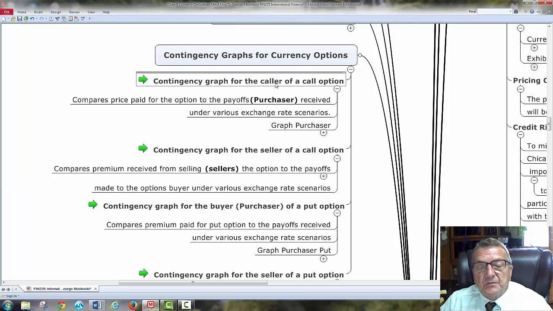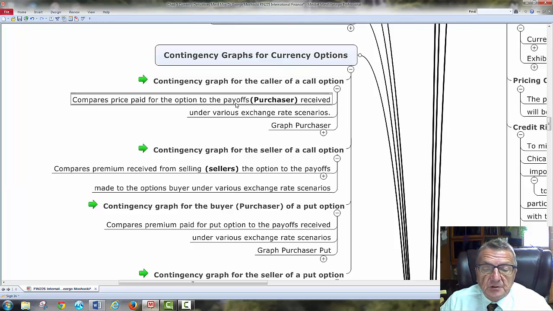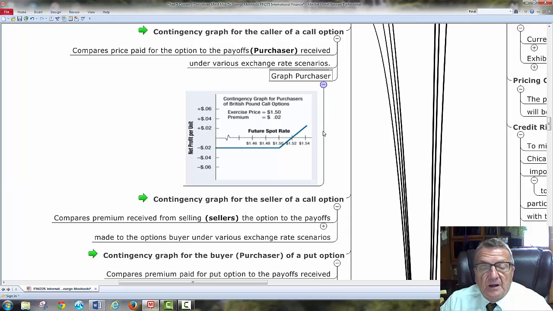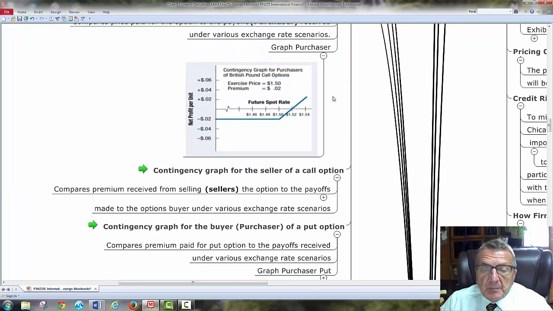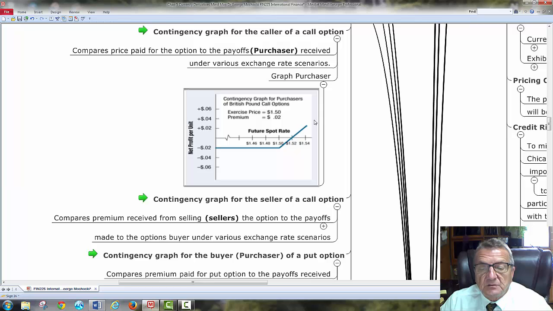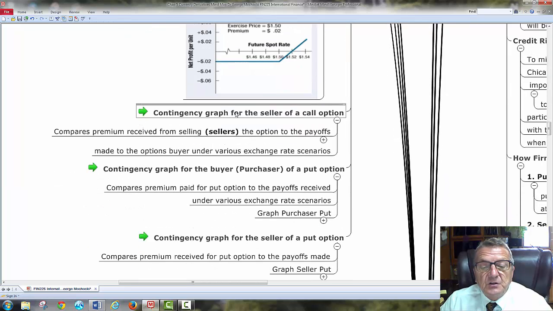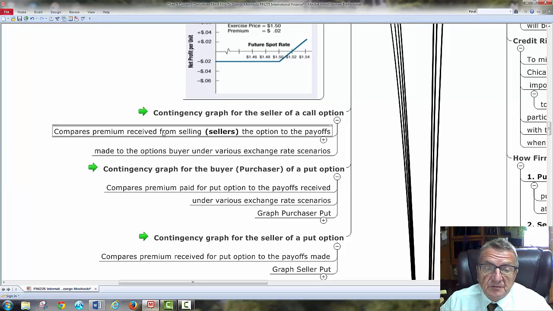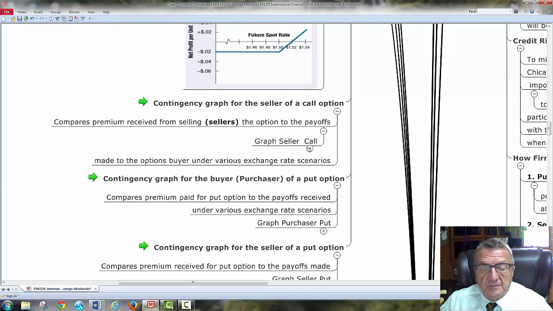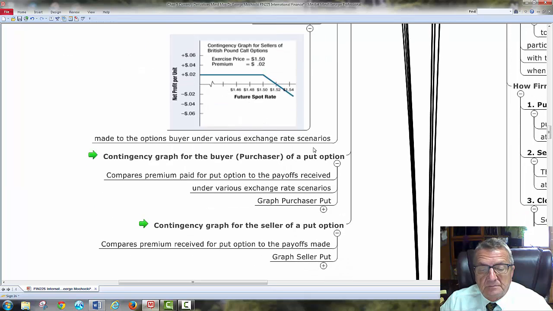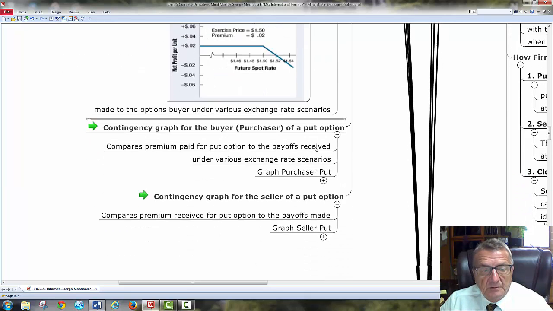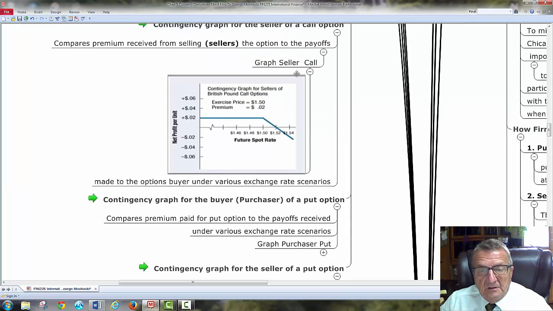Okay, contingency graph for the buyer of a call option. It compares the price paid for the option to the payoff the purchaser received under various exchange rate scenarios. And here's the graph. Remember, I'm just going to open it up, stop it, look at it, figure it out, see what's going on. Okay, contingency graph for the seller of a call option. It compares the premium received from selling the option to the payoffs. And here's the graph. Okay, look at it, stop the video, and scan it and see, does it make sense?